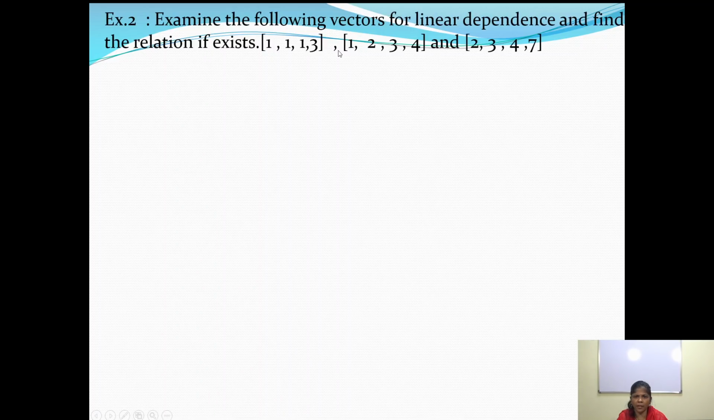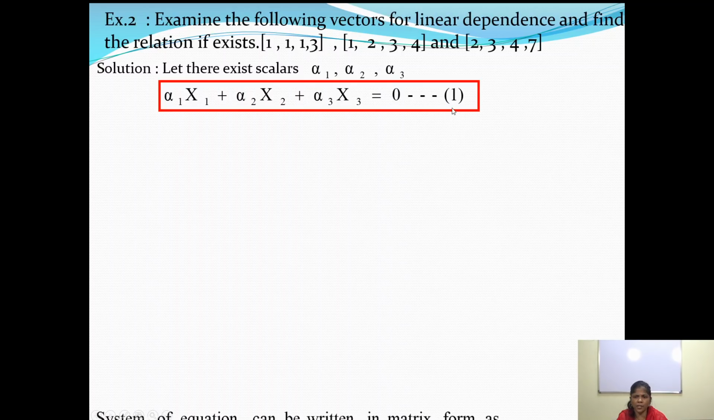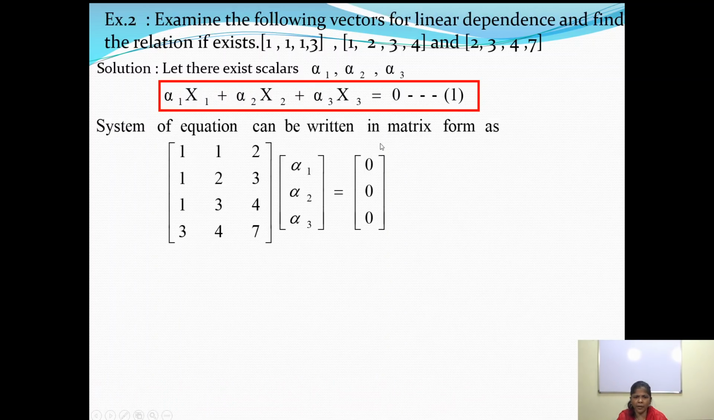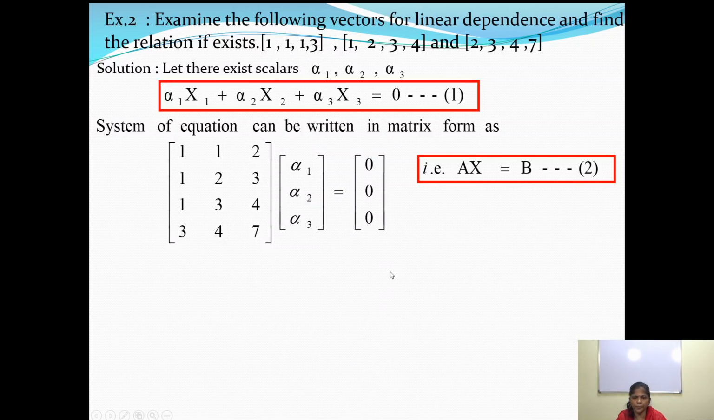So here we have 3 vectors again. Let us denote them by x1, x2, x3. Select 3 scalars such that linear combination is 0. Write it in a matrix form. So first column is the first vector, second column is the second vector, third column is the third vector. And then matrix of unknowns, alpha 1, alpha 2, alpha 3, equal to, now whatever will be the dimension of this unknown column matrix, same will be the dimension of the right hand side matrix. So we have Ax is equal to B, that is equation 2.